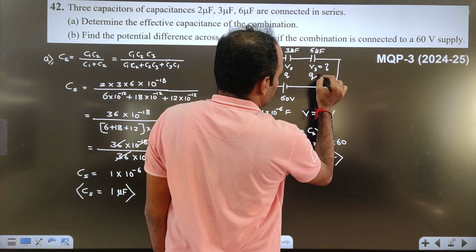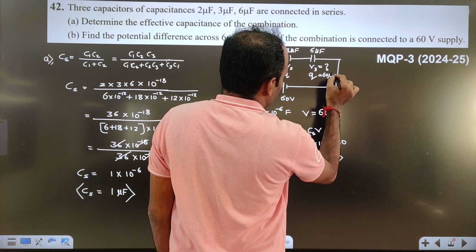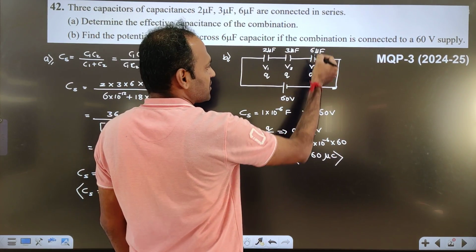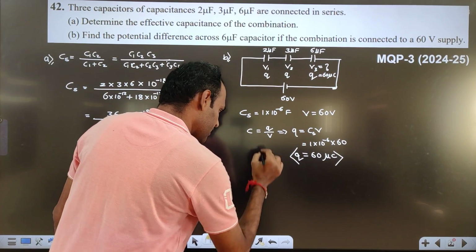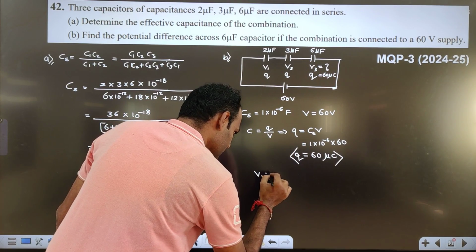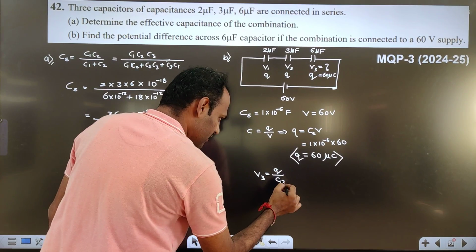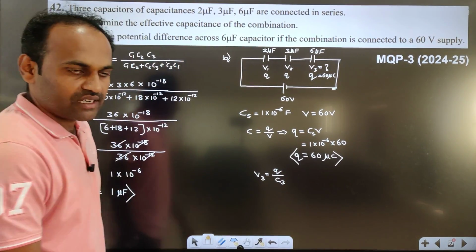Charge we already know, it is 60 microcoulomb. Okay, we know charge, we know capacitance. So voltage V3 is equal to Q divided by C3. Q divided by C3. Right?